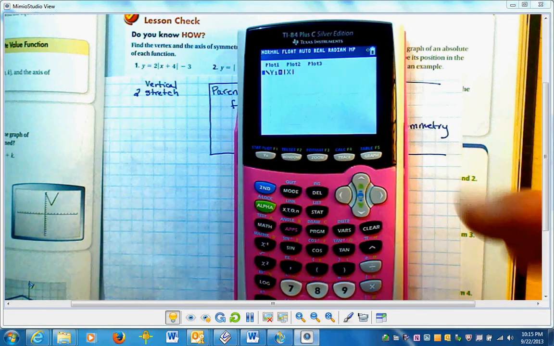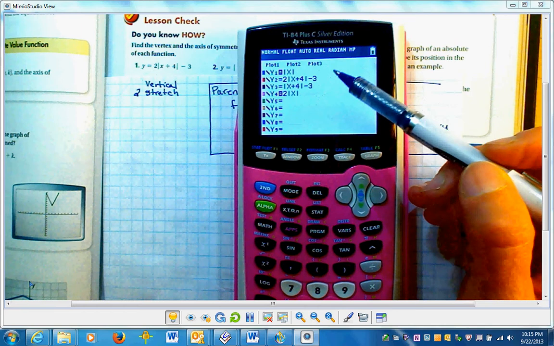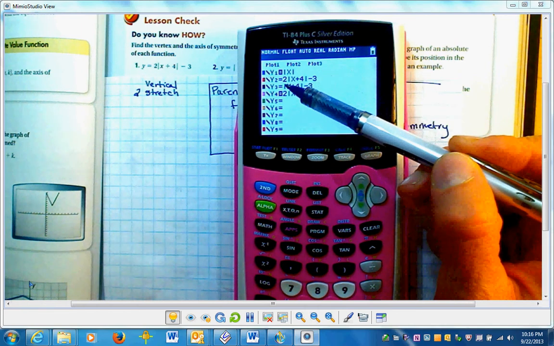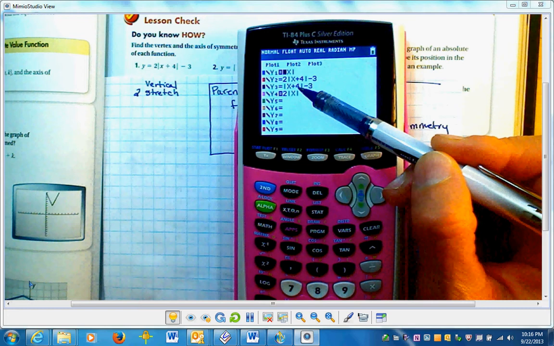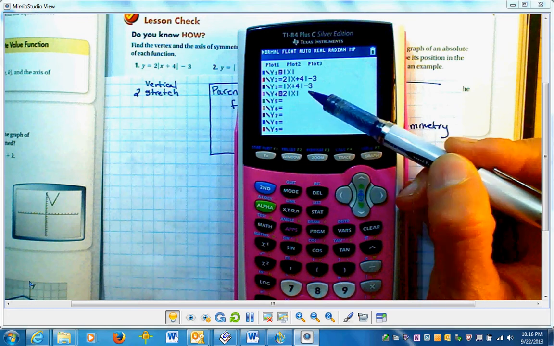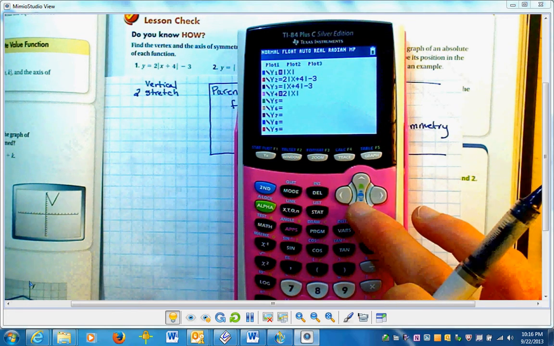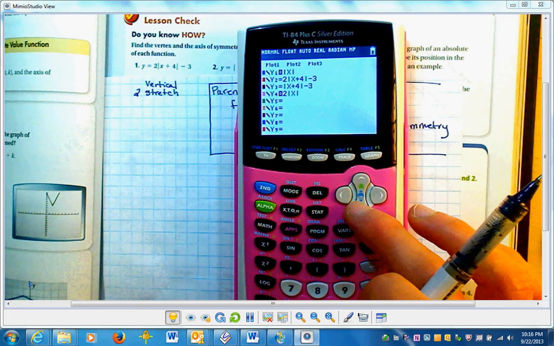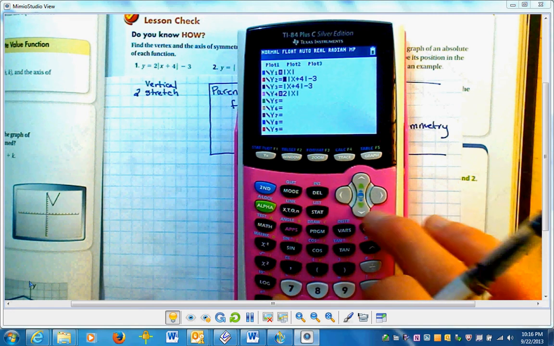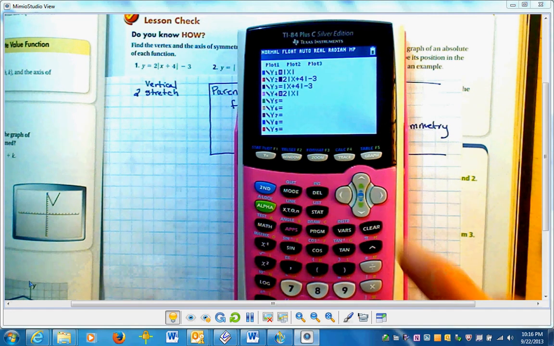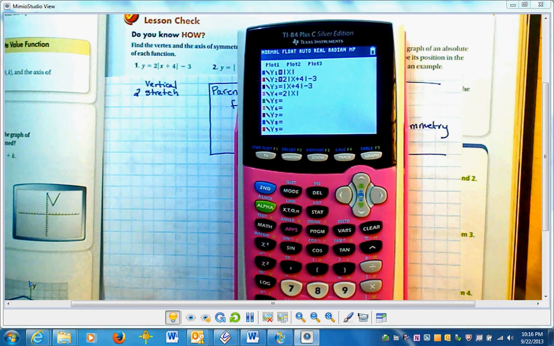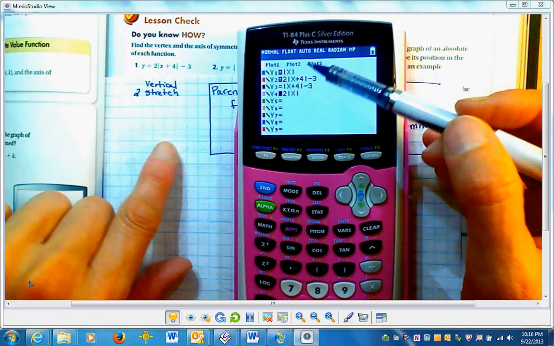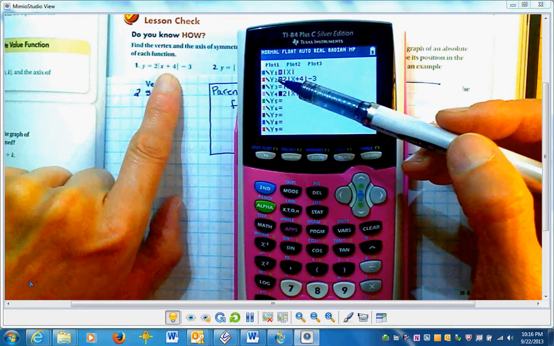Okay, let's go back and let's look at some more equations here. Okay, so we see what this 2 did. So let's see what the 4 and the negative 3 are doing. So I'm going to go back over to our original, turn it on. I'm going to turn off this one down here at the bottom. So now I just have my parent function and the function I'm interested in.